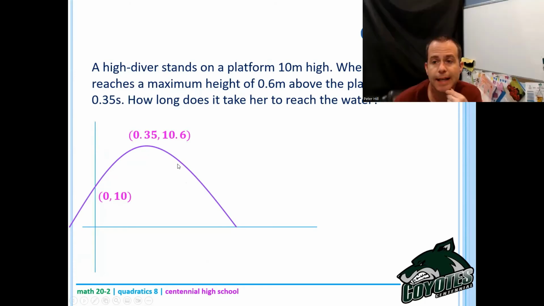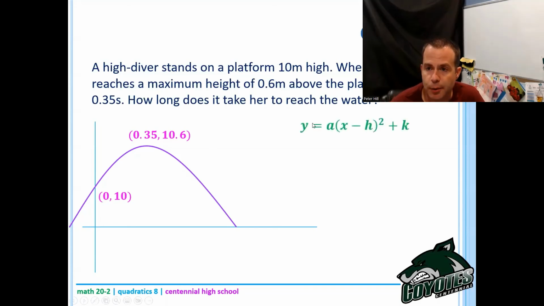Okay, and now we're going to build the equation. This is my vertex, so the 0.35 will be my H, and the 10.6 will be my K. And then I'm going to use this as my other friendly point in order to solve for A. So I'm going to use my 0 as X and my 10 as the Y.